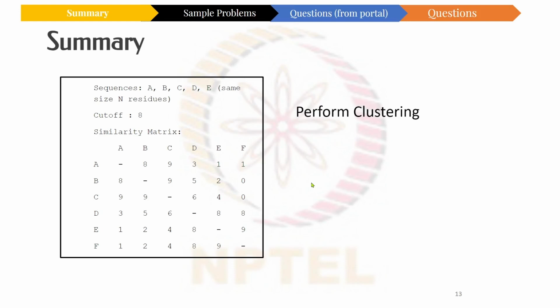You can mention in the chat box the number of clusters and what are the sequences under cluster 1 and cluster 2, like that. Given 6 sequences here and the similarity matrix among themselves, try to perform clustering. Remember the cutoff here is 8.